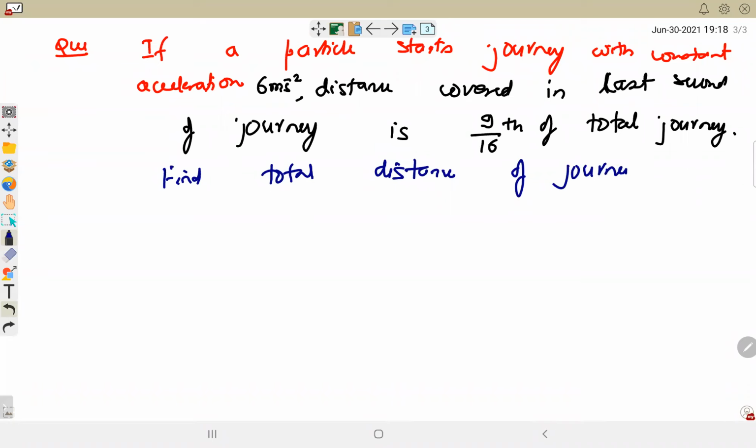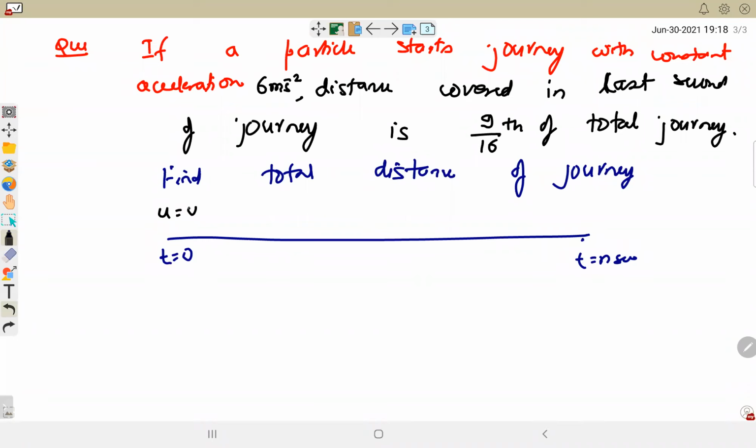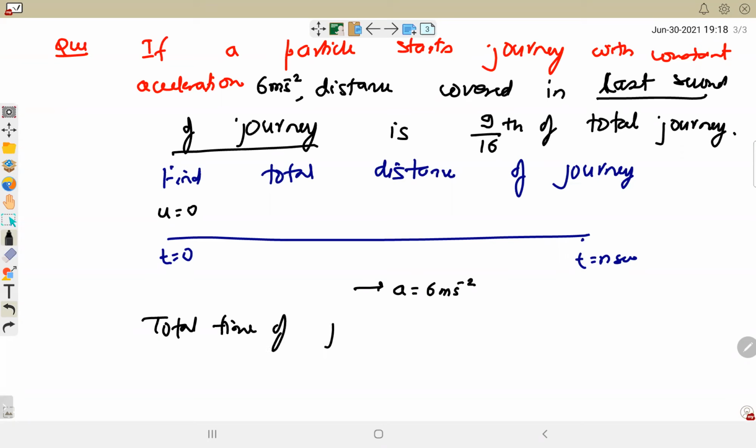Suppose the total journey is of n seconds only, starting from 0 and the final second is n second. The question says this particle starts, so initial speed is 0 and the acceleration is given to be constant, 6 meter per second square. It says distance covered in the last second of journey. If the total time of journey is n second, then the last second of journey will be nth.